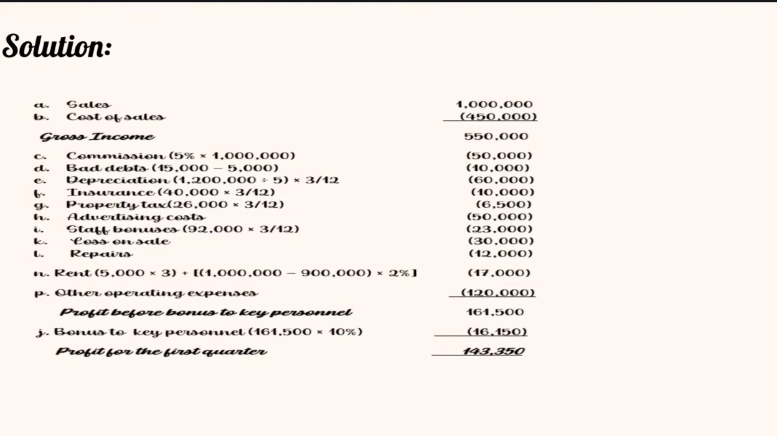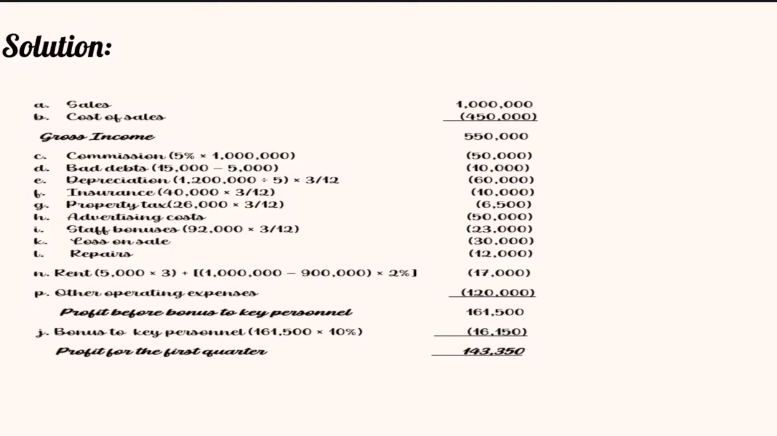Commission of negative 50,000, bad debts of negative 10,000, depreciation of negative 60,000, insurance of negative 10,000, property tax of negative 6,500, advertising costs of negative 50,000, staff bonuses of negative 23,000, loss on sale of negative 30,000, repairs of negative 12,000, rent of negative 17,000, and other operating expenses of negative 120,000. It would result in profit before bonus to key personnel of 161,500.